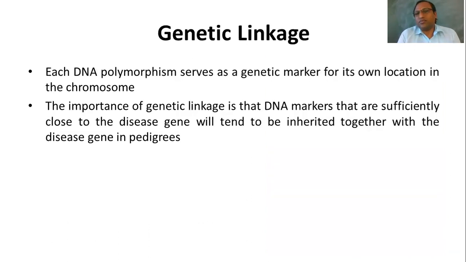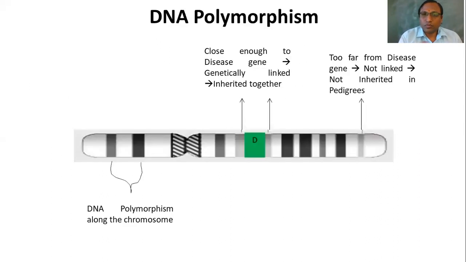So the genetic linkage, if you see, each DNA polymorphism serves as a genetic marker of its own location in the chromosome. And whatever we have seen in the pedigree, this is called a pedigree. The importance of the genetic linkage is that the DNA markers that are sufficiently close to the disease gene will tend to be inherited together with the disease gene in the pedigrees.